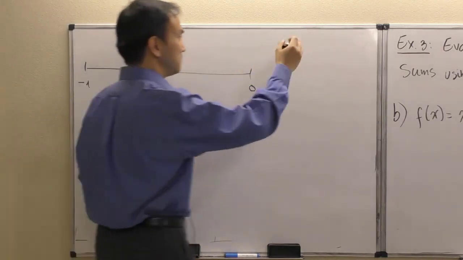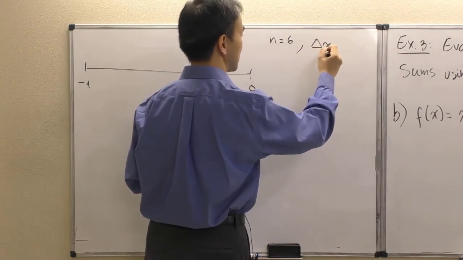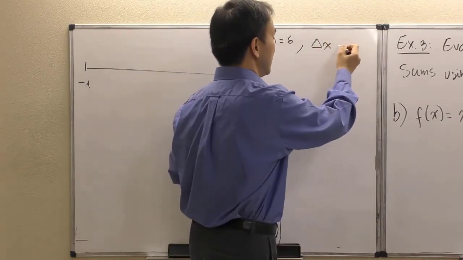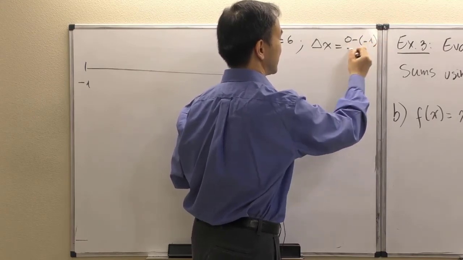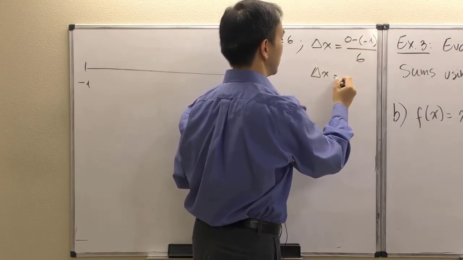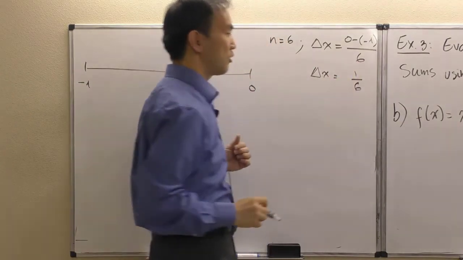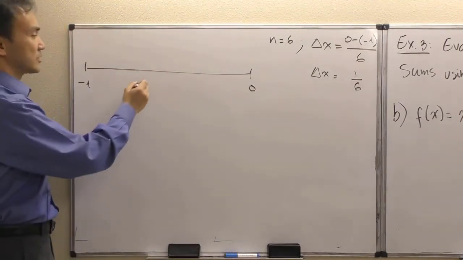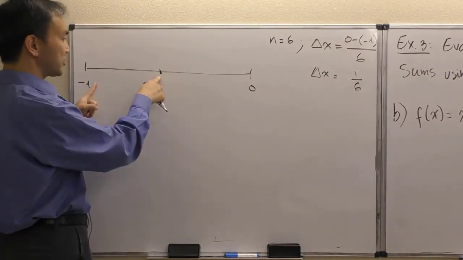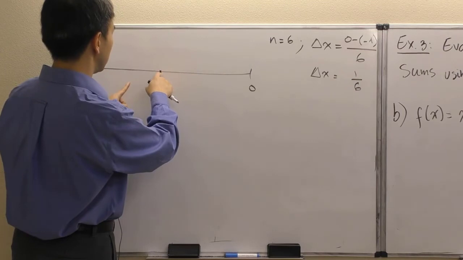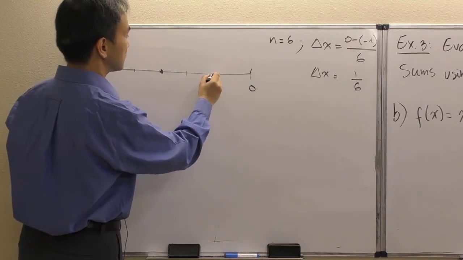Now we want 6 subintervals, and so delta x, the width of each of our subintervals, has to be 0, the ending point, minus -1, divided by 6. So delta x here is going to be a positive 1/6. So delta x is always a positive value. As far as the picture, halfway is here, but we're breaking that into 6 subintervals. So each half of the interval is going to be broken down into 3 further subintervals. Those are the ones I'm looking at.